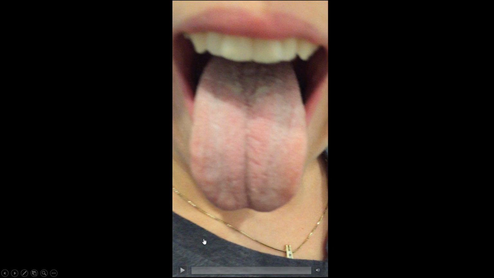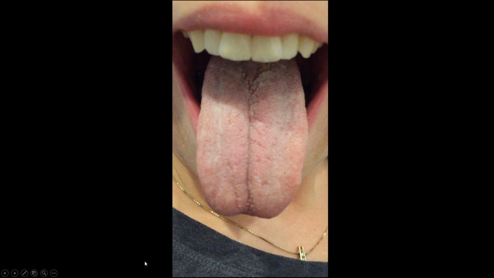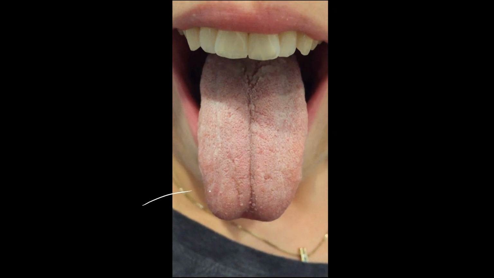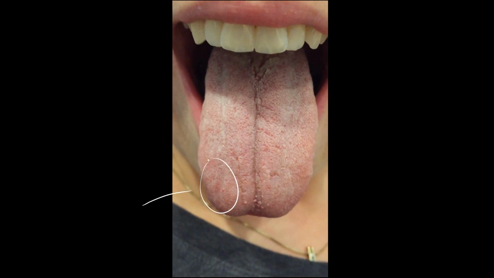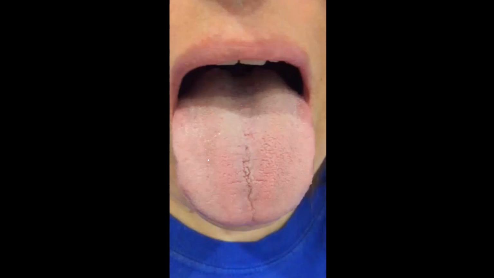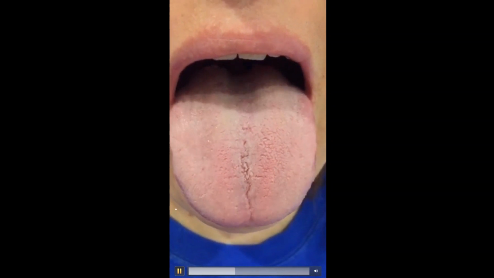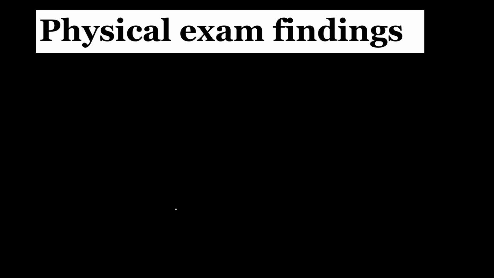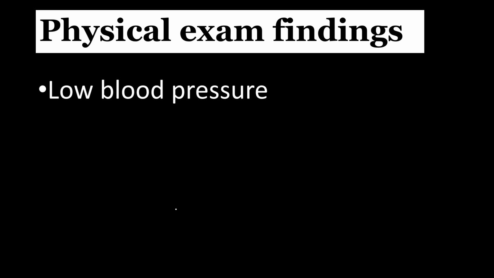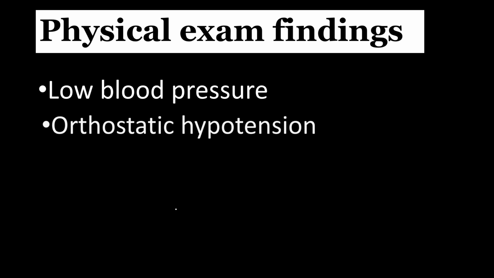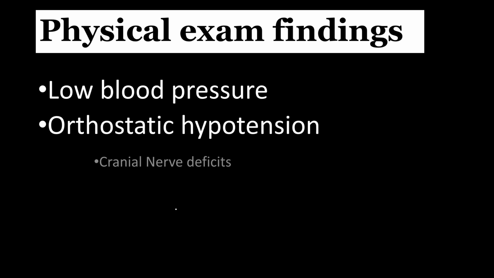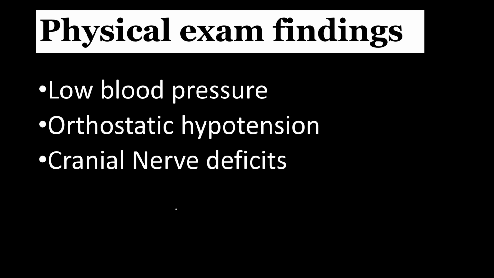And of course, we've shown you this one before. One of the things you'll see as a physical sign is, you notice how that tongue is fasciculating right there. That is a sign that you'll see when somebody has low blood sugar. You also see that fasciculation in there, not the jumping, but that little bitty micro movement. A lot of times with your hypoglycemics, just remember low blood pressure, orthostatic hypotension, and those cranial nerve deficits we'll see.